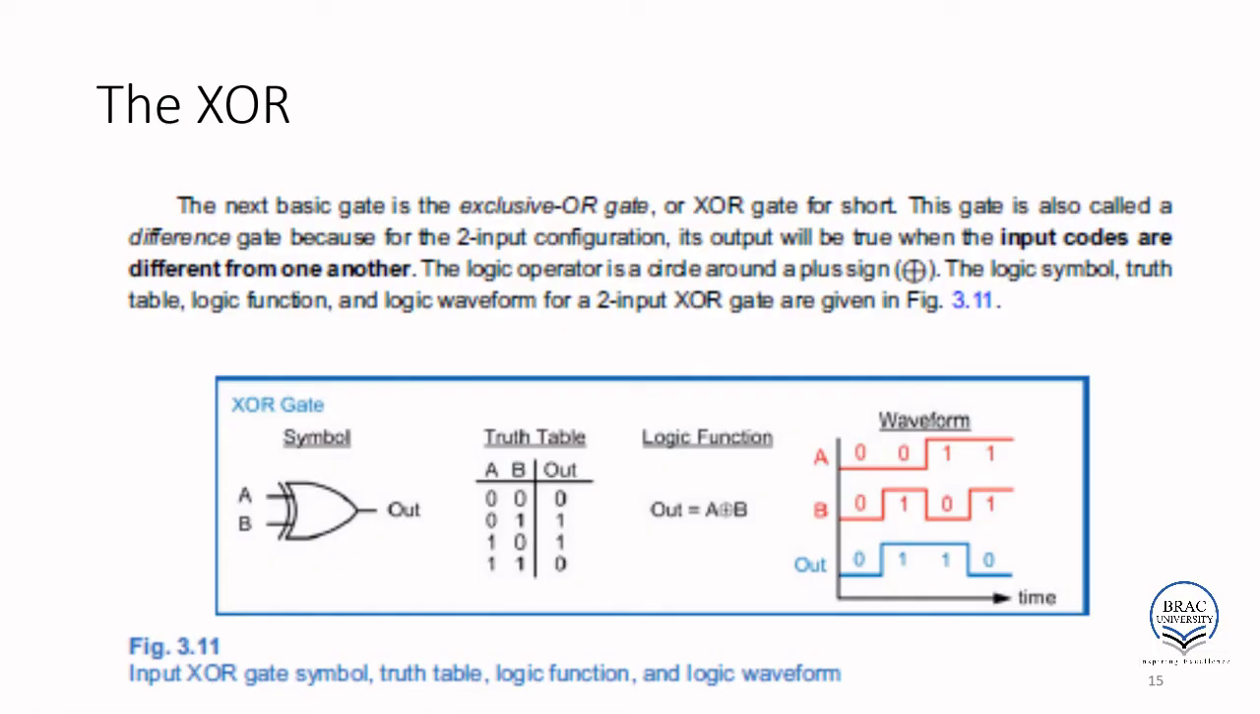This plus sign is called the XOR sign actually. A XOR B, this is my input A, this is my input B. We need to determine the output. So if 0 0, output is 0. 0 1, output is 1. Then 1 0, output is high, 1. 1 1, output is 0, something like that. This is the XOR gate.